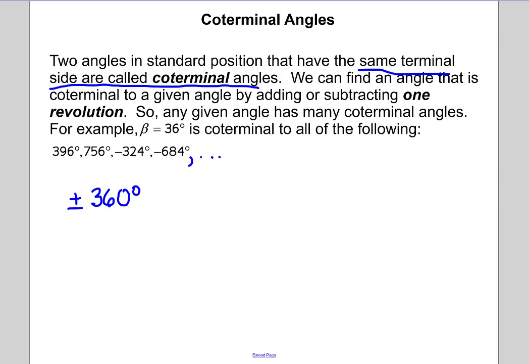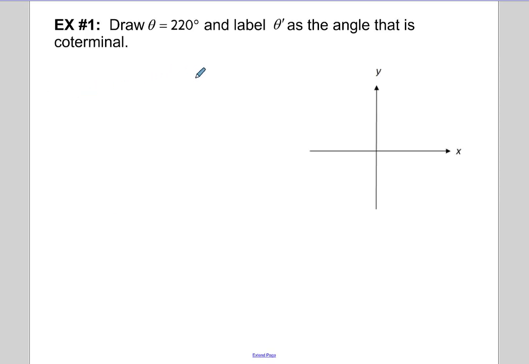So those are called coterminal angles. And we can practice a few of those. Let's say we draw theta at 220 degrees. So we go counterclockwise 180 and 40 more degrees. So we're down here somewhere in quadrant 3. This is our theta angle, and it's 220 degrees.